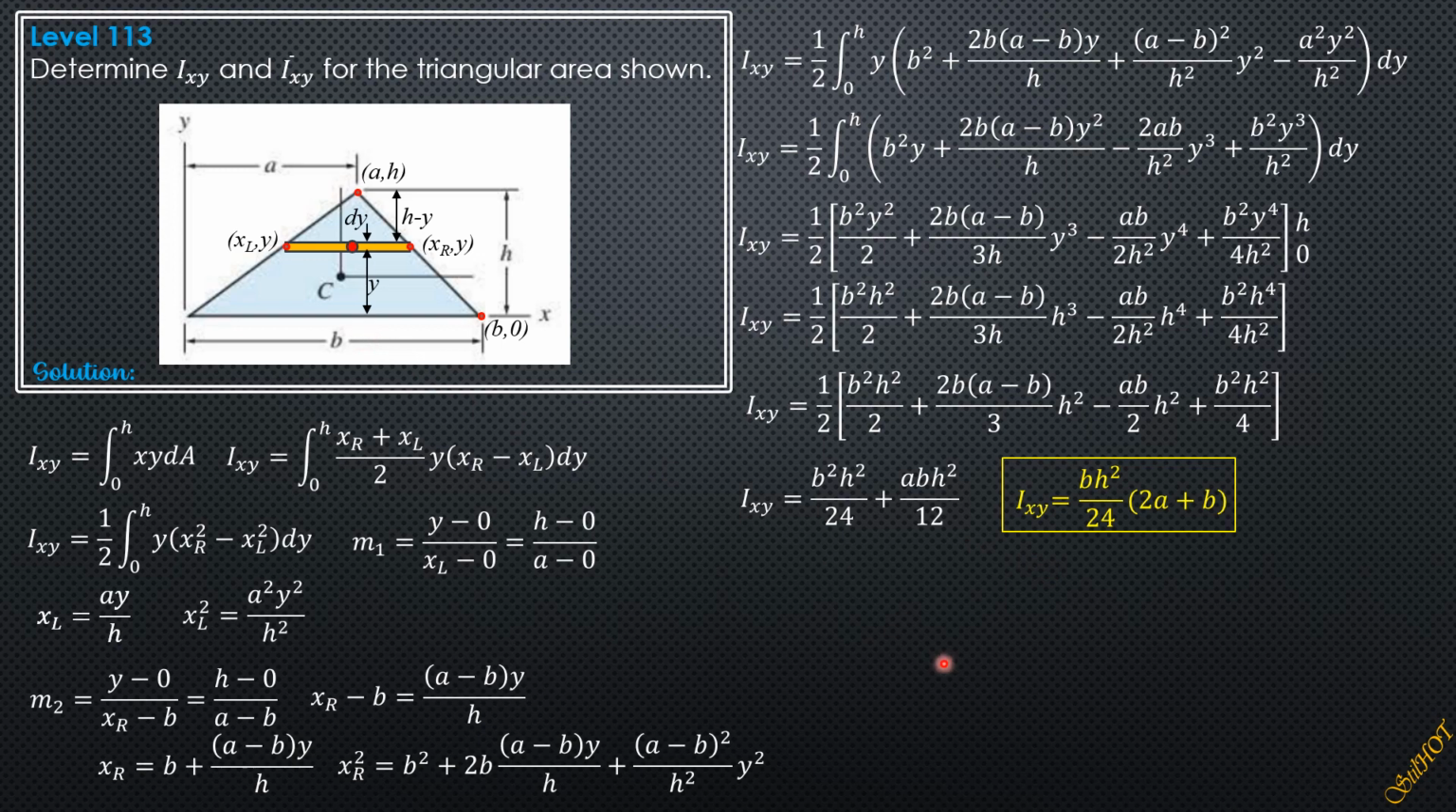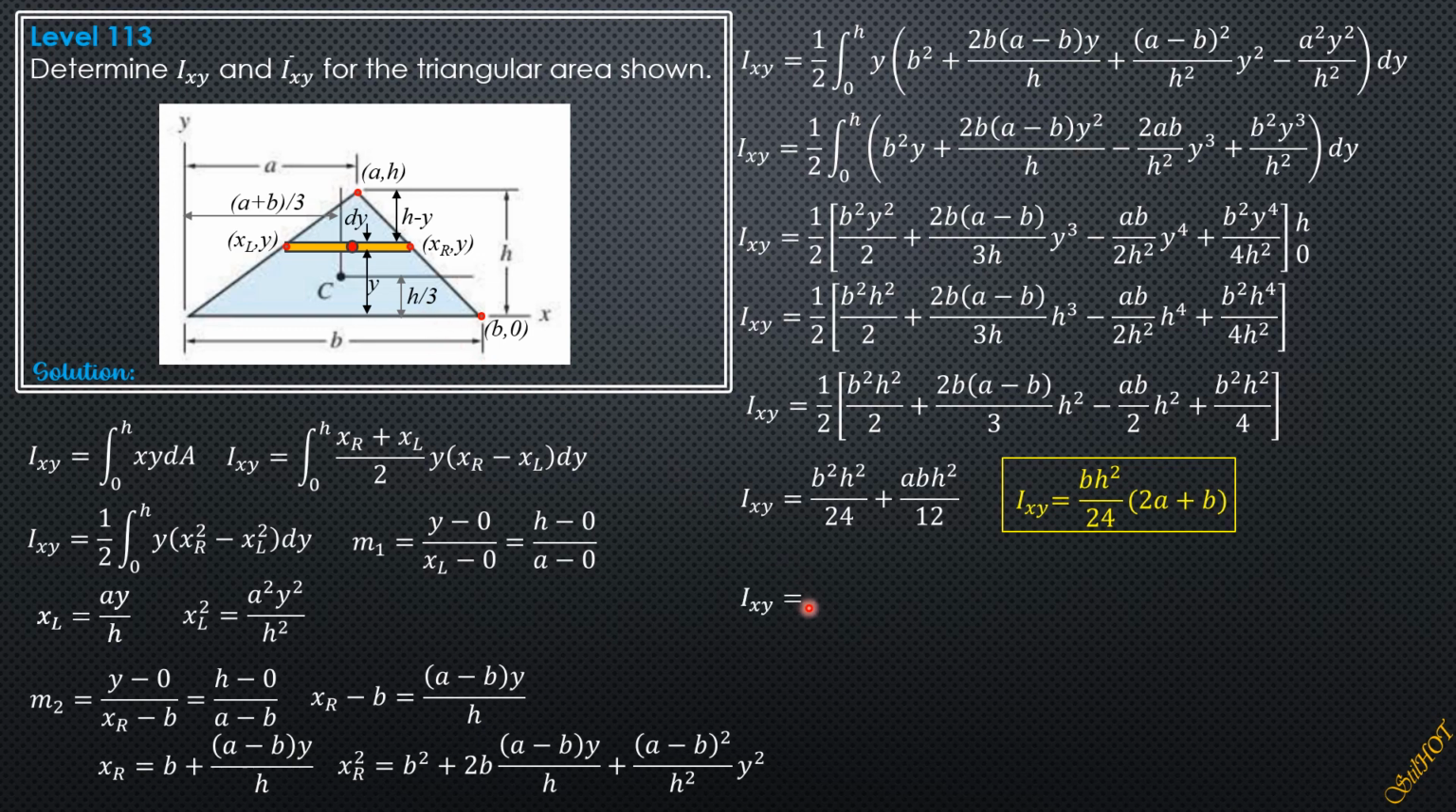Now, how about the centroidal product of inertia? We use the transfer formula for product of inertia. The location of the centroid from analytic geometry: the x-coordinate is simply 1/3 of the sum of the x-coordinates, so 1/3 of quantity a plus 0 plus b, that would be a plus b over 3. While the y-coordinate is 1/3 of h plus 0 plus 0, so h over 3. That's y sub c.